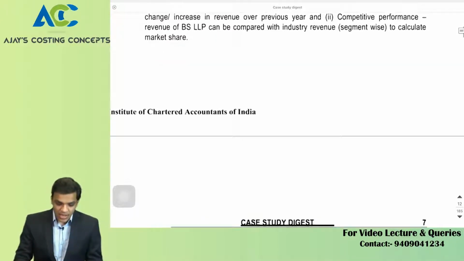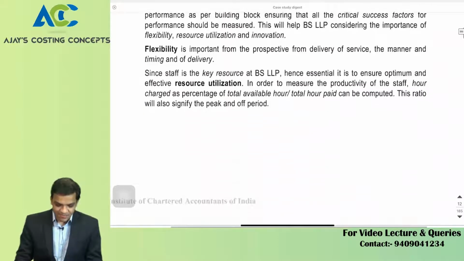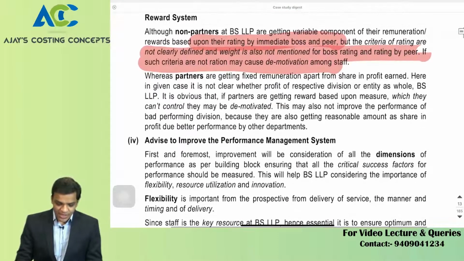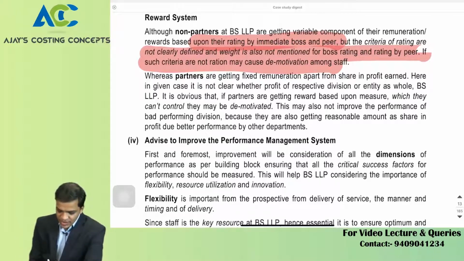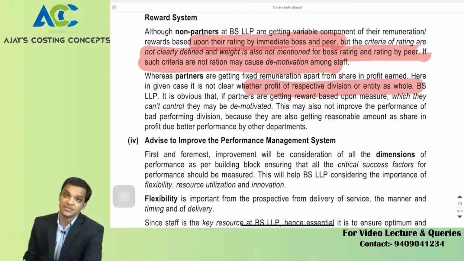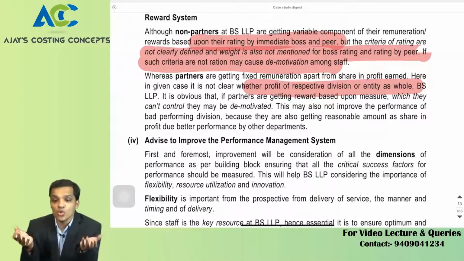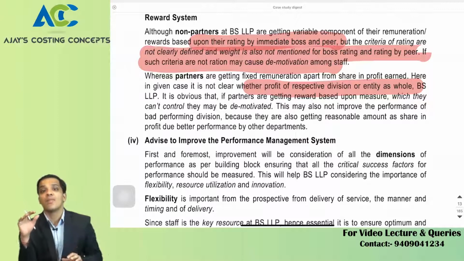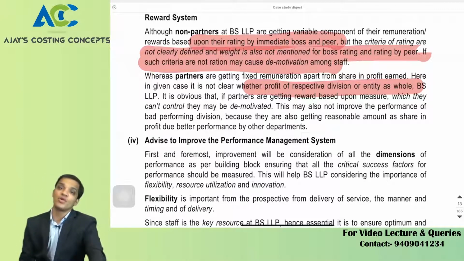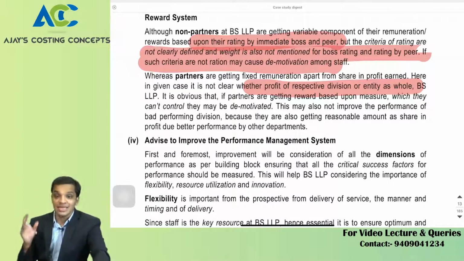So over here, the basic understanding we get is about this remuneration, whether the profit is of the respective division or of the entirety, whose profit or whose division it is. Like if you are working as an indirect tax partner, whether you are getting a share in the profit of indirect tax or of the firm as a whole. So there is no clarity about the remuneration of the partners or about the profit sharing of the partners. That should be very clear.